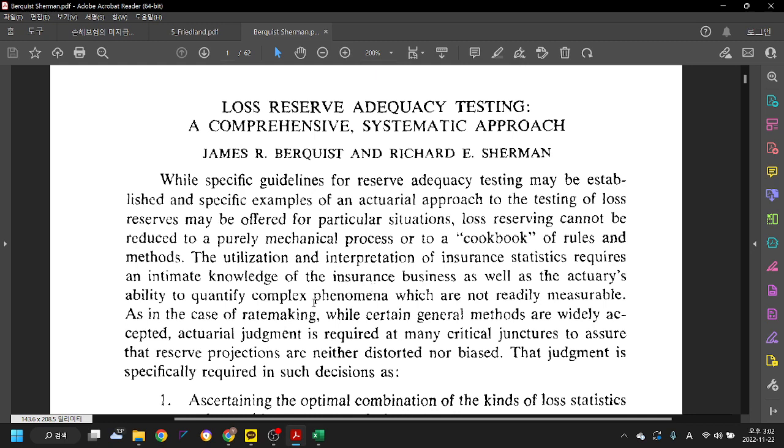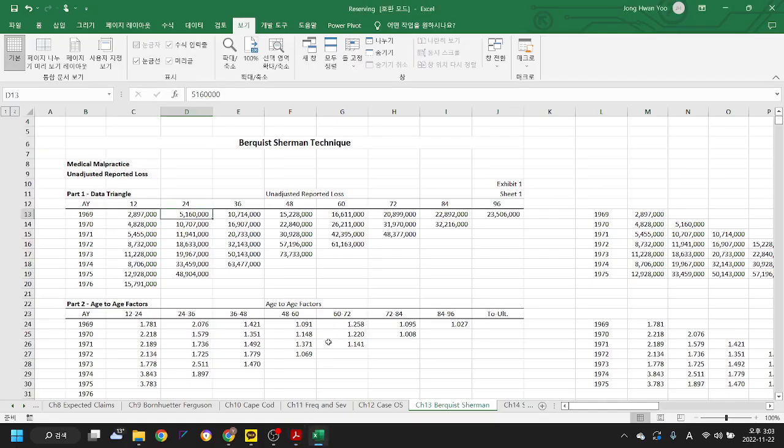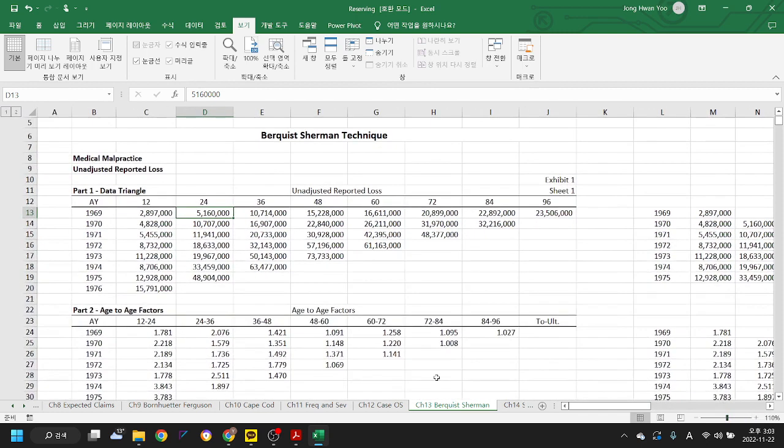But in the book that I translated, there are some details. The author, Friedland, shows what Berquist and Sherman did in his book. So I'm going to start with the basic data that we can start with.